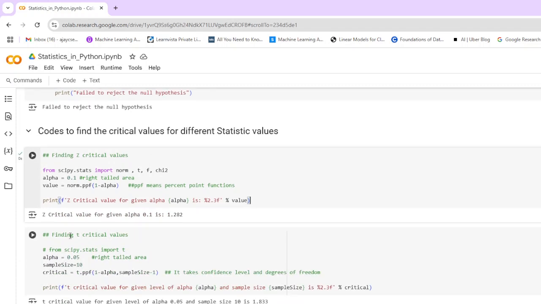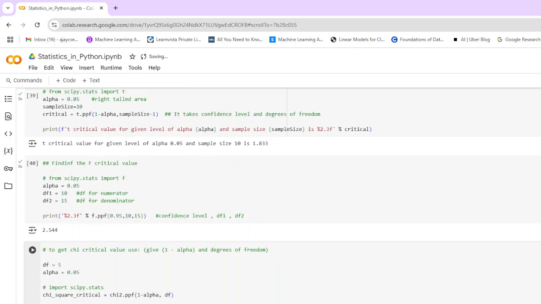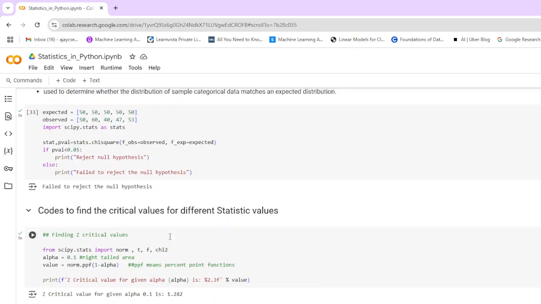Like this, I can also find out the t critical value by calling t.ppf. Here it takes the confidence level and the degrees of freedom. Whatever my n minus 1 is will give me the degrees of freedom, and 1 minus alpha will give me the confidence interval. With that, I can specify the t critical. The F critical value can also be determined. Similarly, I can also get the chi-square critical value, which we already saw just now. How do I get the chi-square critical value and then compare it for the test purpose?